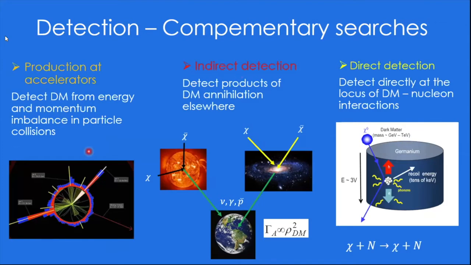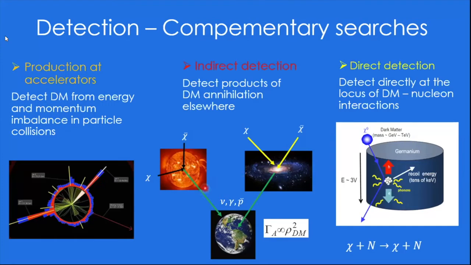In colliders, dark matter particles are detected from energy and momentum imbalance in particle collisions. In direct detection or direct search experiments, we detect dark matter nucleon interactions directly at the locus of interaction. The signatures of detection would be nuclear recoils, with recoil energy of some keV, and other particles such as photons and phonons.